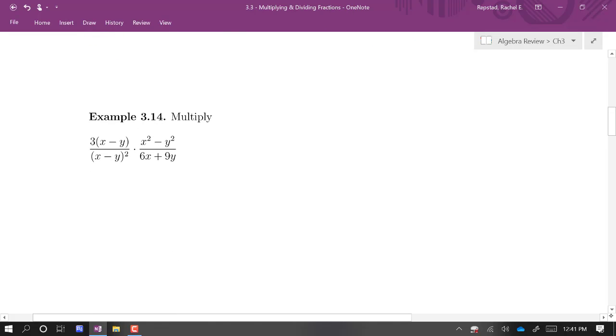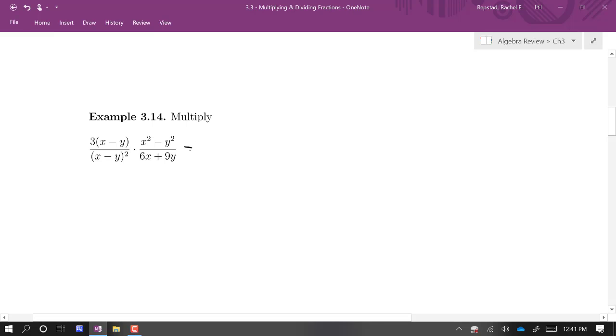Okay, so now we're going to multiply here. Usually the instructions will say multiply or divide, but it means to express the product or the quotient in simplest form. So do not start by multiplying things out.